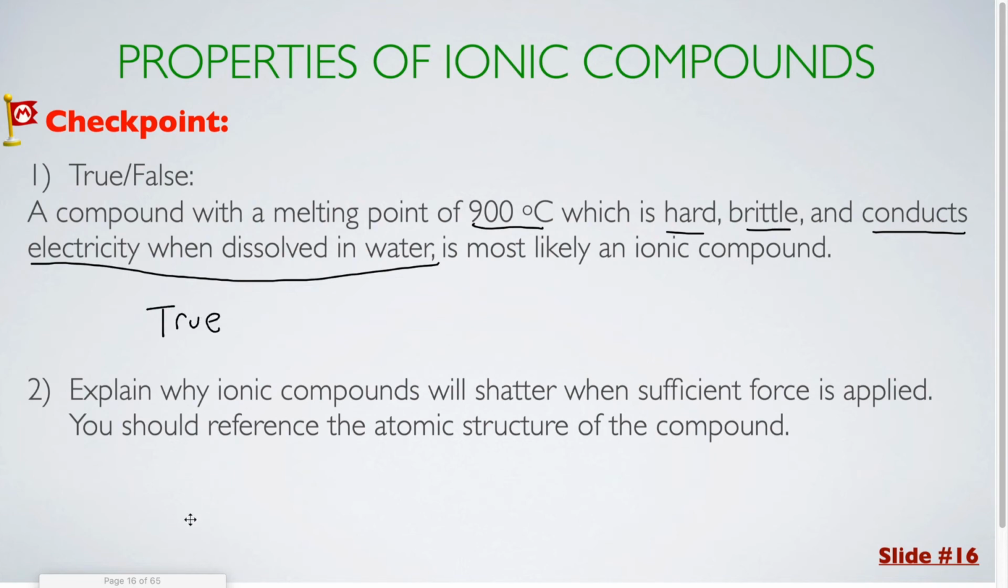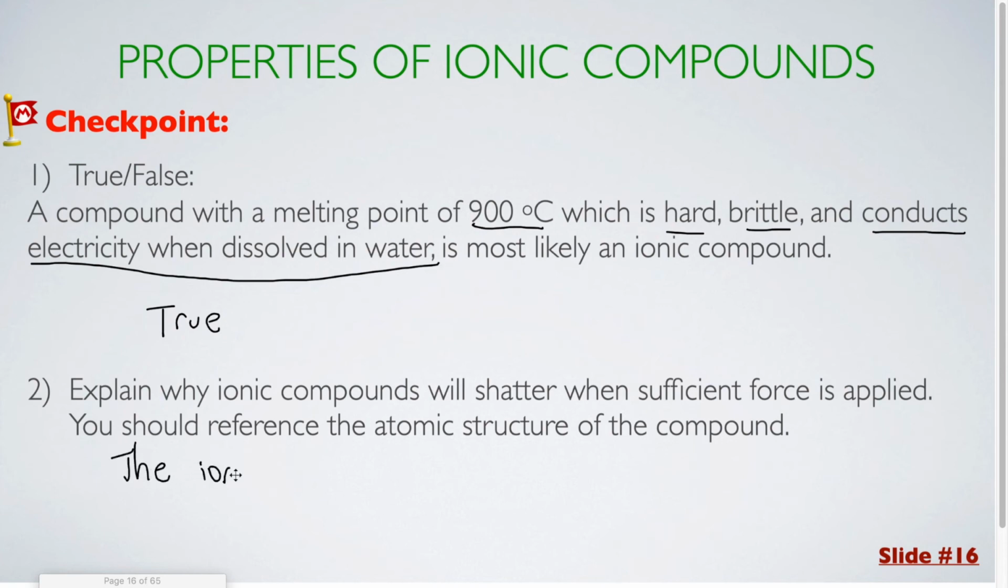For number 2, we are going to explain why ionic compounds will shatter when sufficient force is applied, and we need to reference the atomic structure within the compound. Well, we know that the ions within this crystalline structure are going to be organized in such a way that the positives are next to the negatives and the negatives are next to the positives. If we apply enough force to that structure, we can have those ions realign so that positives are next to positives, negatives are next to negatives, and those like charges are going to repel one another.